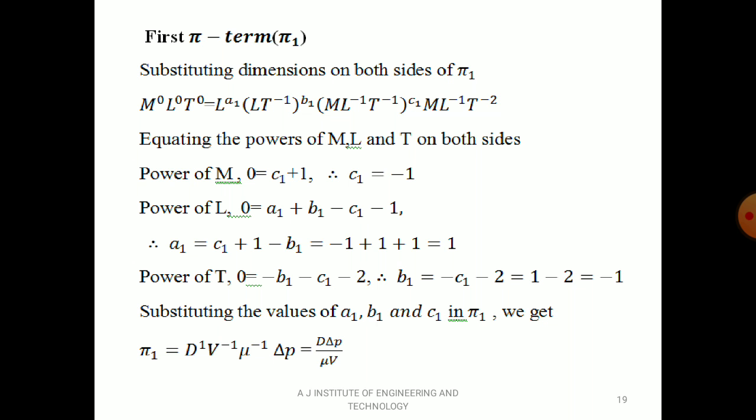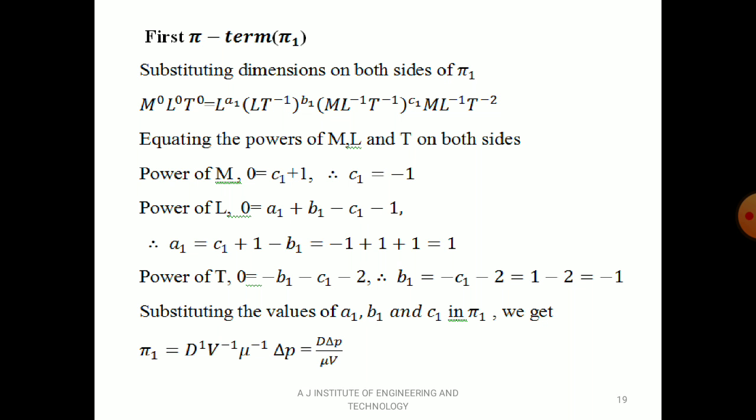So 0 equal to c1 plus 1, therefore c1 equal to minus 1. Then equating the power of L. So 0, L to the power 0 on left hand side, L to the power a1, L to the power b1, L to the power minus c1, L to the power minus 1 on right hand side. So expression 0 equal to a1 plus b1 minus c1 minus 1. Therefore a1 equal to c1 plus 1 minus b1.